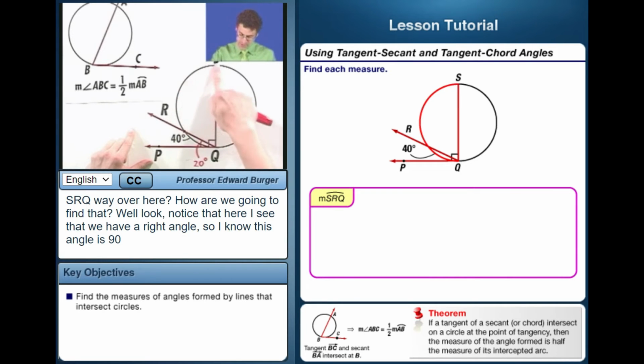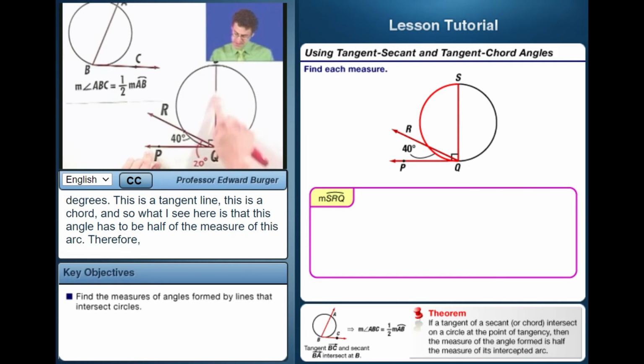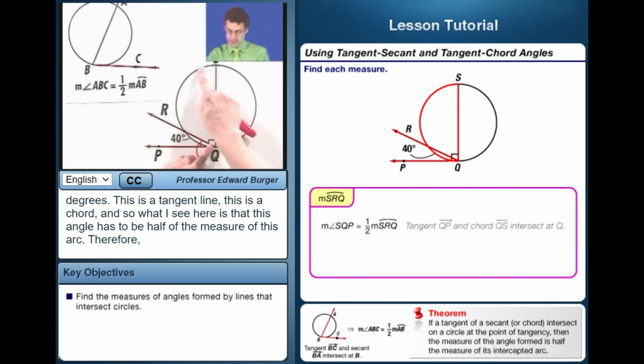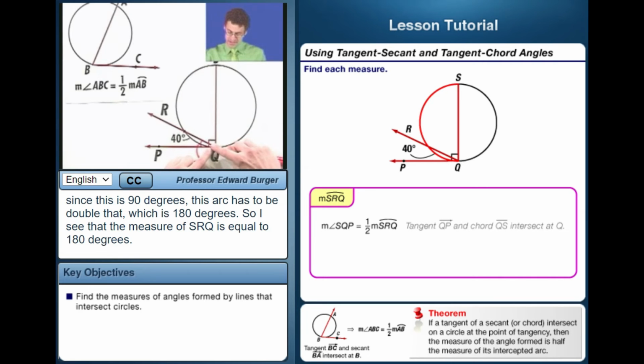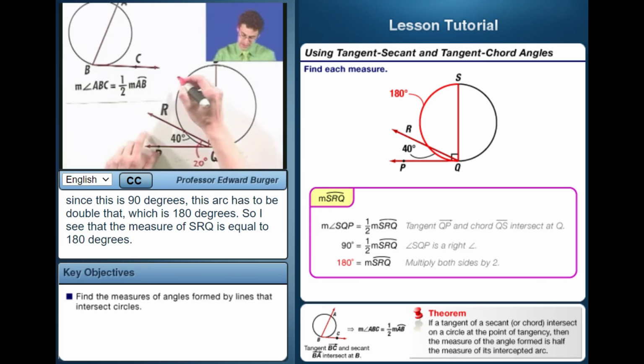SRQ, so way over here. Now how are we going to find that? Well, notice that here we have a right angle, so I know this angle is 90 degrees. This is a tangent line, this is a chord, and so this angle has to be half of the measure of this arc. Therefore, since this is 90 degrees, this arc has to be double that, which is 180 degrees. And so the measure of SRQ is equal to 180 degrees.